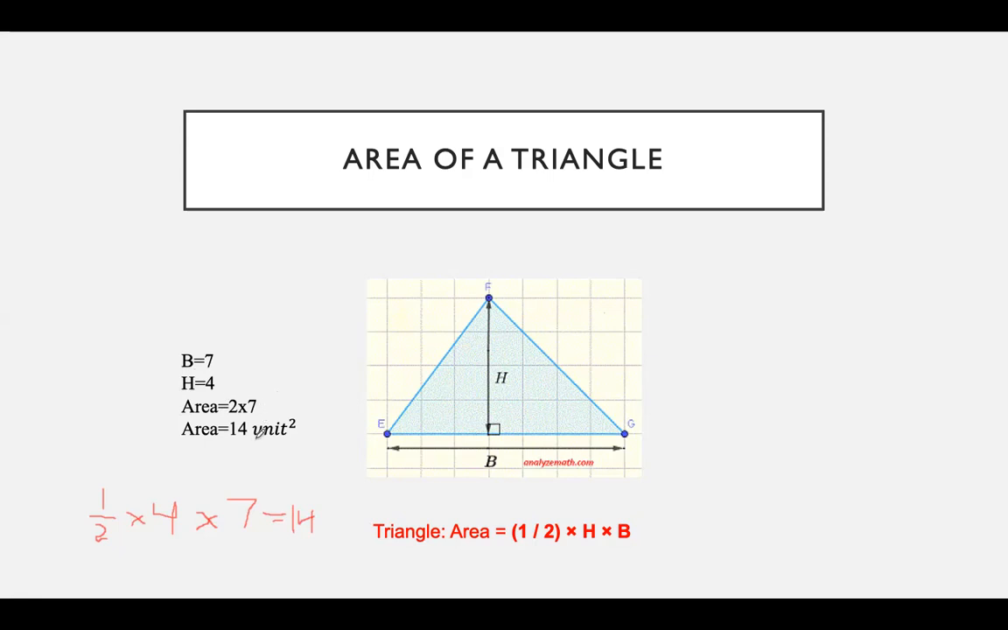Now I noticed I made a small mistake right here by not actually writing in 1/2 times 4. I just basically solved it as, 1/2 times 4 is 2, so I just wrote 2 times 7. But this is the actual formula to solve it. So you basically take 1/2 times the height times the base, and you get your answer. So that's what we did here. We took 1/2 times 4, which gives us a value of 2, times 7, and that gives us a value of 14.